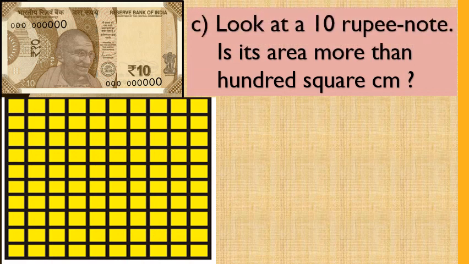In first figure, look at a 10 rupee note. In second figure, we can see a grid consisting of 100 squares. Each square is of side 1 centimeter. Who occupies less space or less area? We can see that a 10 rupee note occupies less area than a grid of 100 squares.